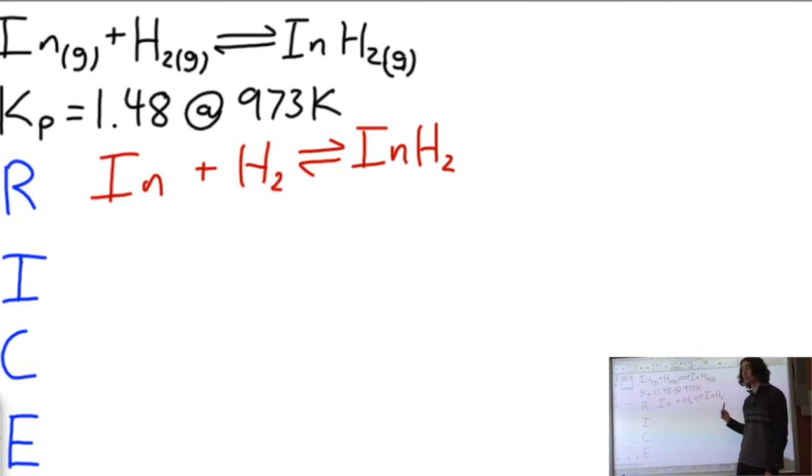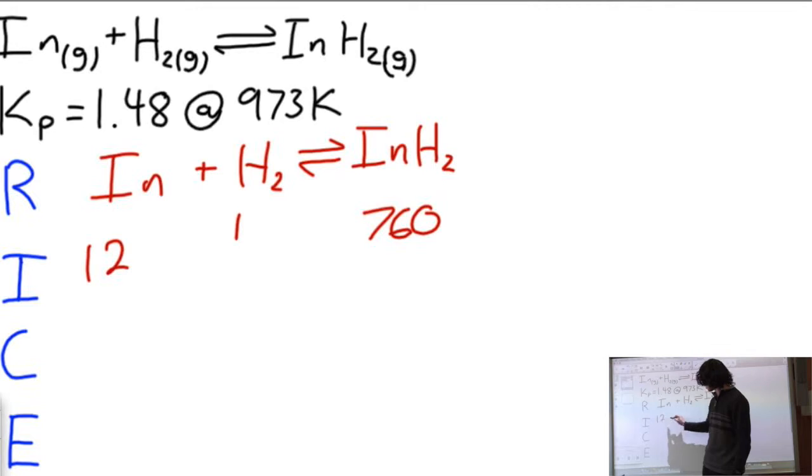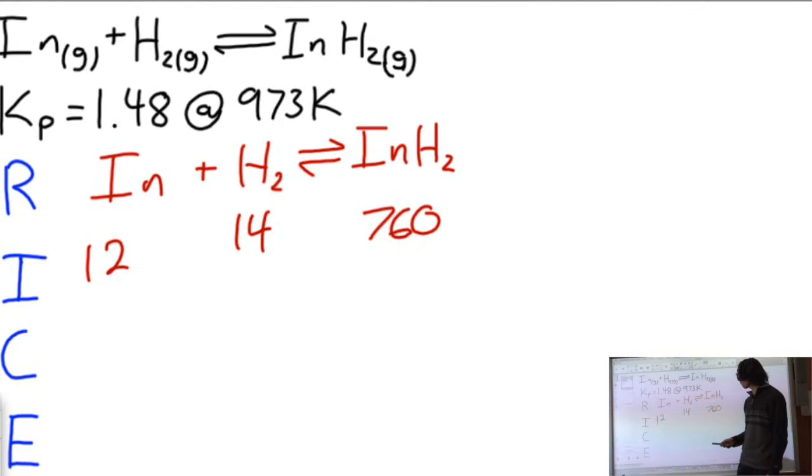So here's the reaction. And the initial conditions are given by the problem statement. We have 760 torr of indium hydride, 12 torr of indium, and 14 torr of hydrogen. So these are our initial conditions. There's going to be some change, and that will give us an equilibrium value.